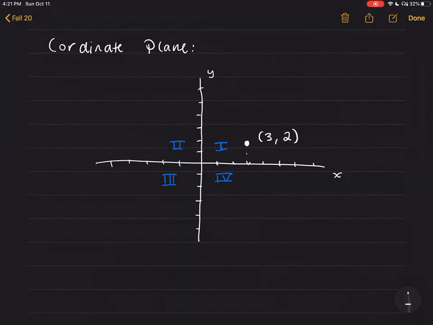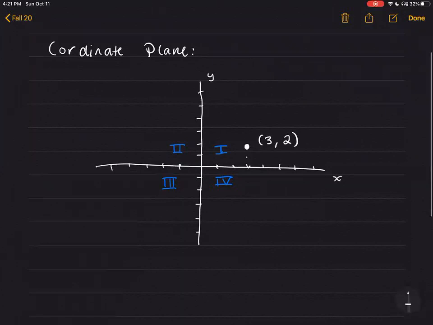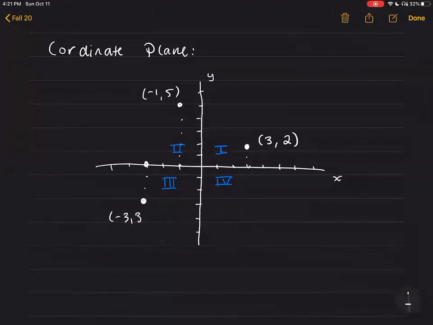For another point, if we wanted to graph, say, -1, 5, we're going to go 1 in the negative direction on the x-axis and up 5 in the y direction. So we get -1, 5. If we wanted to graph something that had 2 negative numbers, like -3, -3, we would go 3 in the negative direction on the x-axis and 3 down in the negative direction of the y-axis. 1, 2, 3. And that would be here.